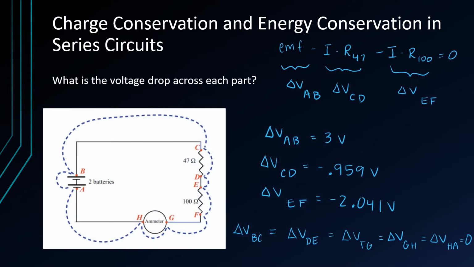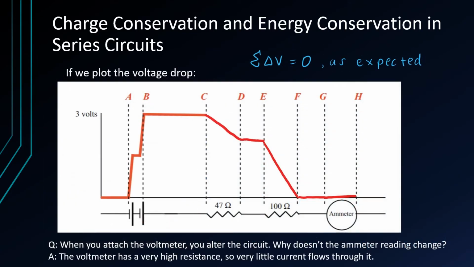I also used the loop rule to figure out what the voltage drop across each component of the circuit will be. We'll see that for most parts of the circuit, it's actually going to be 0, but the voltage drop across the battery will be +3 volts. And then we have a voltage drop across the first resistor of -0.959 volts, and across the second resistor of -2.041 volts. Here we have a plot of the voltage drop. We can see it starts at 0 and ends at 0 as expected.